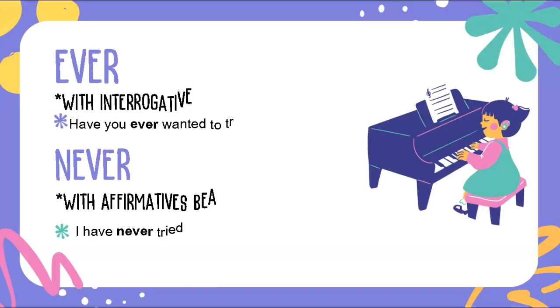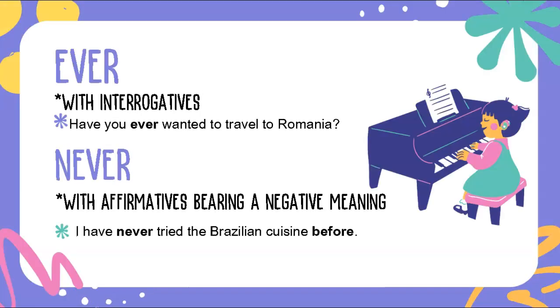And we have ever and never. We use ever with the interrogatives. We say, have you ever seen, have you ever wanted to travel to Romania, etc. And with the affirmatives, but bearing a negative meaning. The sentences are normally affirmative, but actually the meaning is negative. I have never tried the Brazilian cuisine before.